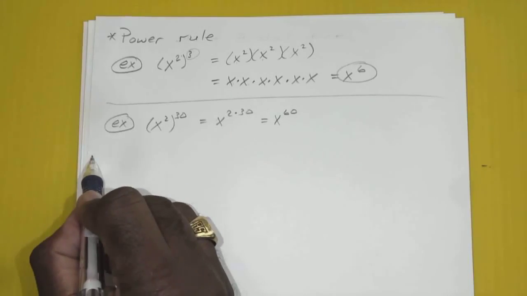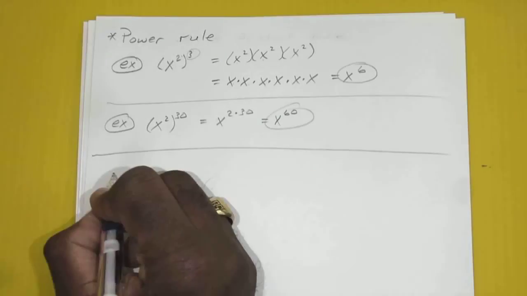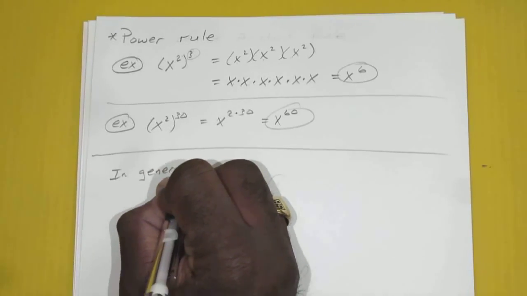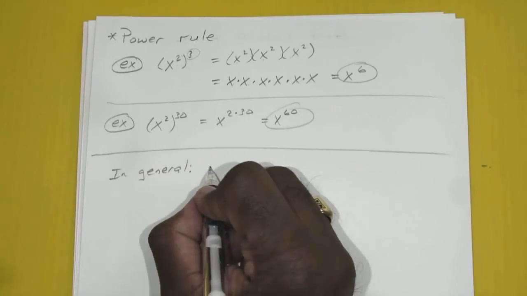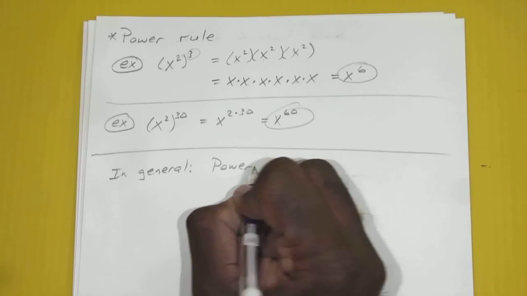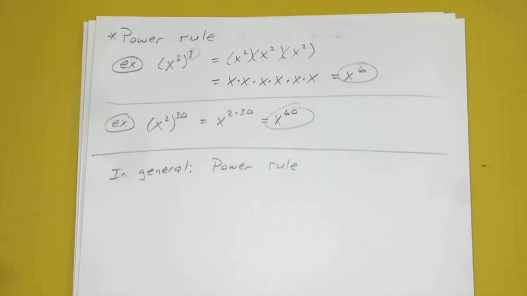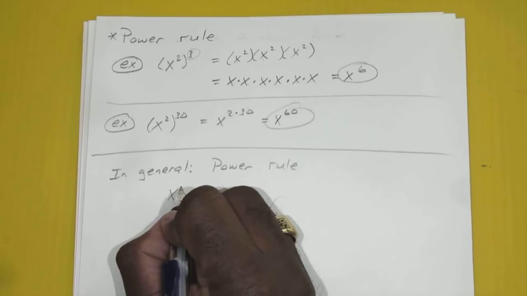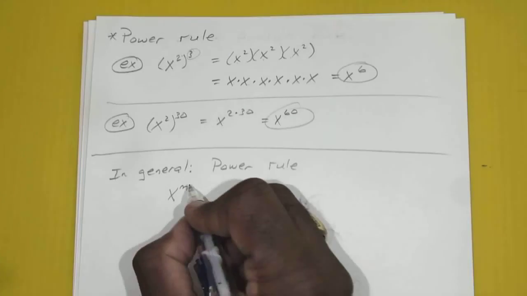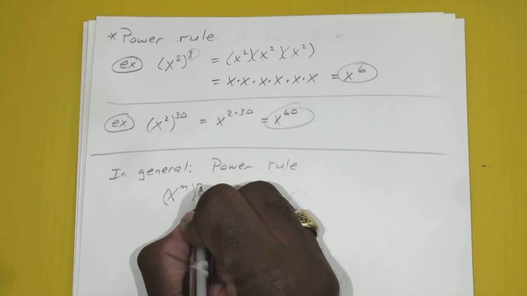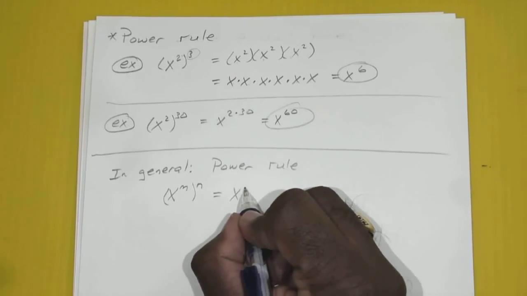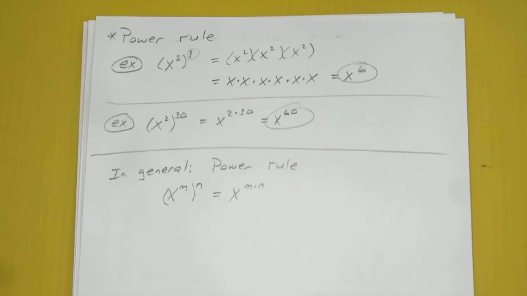Okay. So that gives us our general rule. If you have x to the m power, and that is raised to the nth power, then that's equal to x to the m times n.